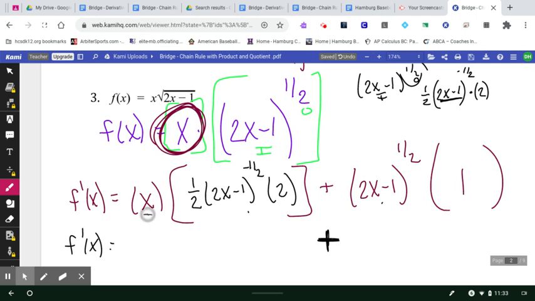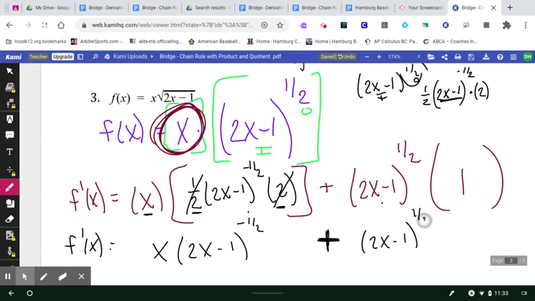I have an x, a 1/2, and a 2 as coefficients. Well, 2 and a half, when I multiply, become 1. So I think I just have x here, and then (2x minus 1) to the negative 1/2. And then on this side, 1 is 1, so I just have (2x minus 1) to the positive 1/2.